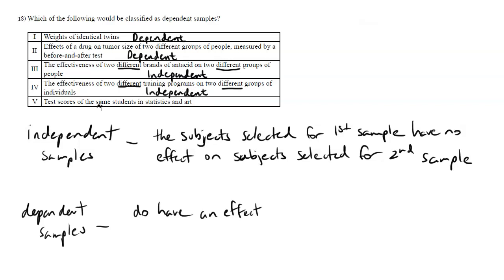But here, test scores of the same students, repeated, I'm using the same student. So when I choose a student for statistics, I have to look at that same student again for art. Because I'm choosing the same student and I'm looking at the same student twice, that's dependent. If I choose student C here for statistics, I have to choose student C again for art. So 1, 2, 5 are dependent.